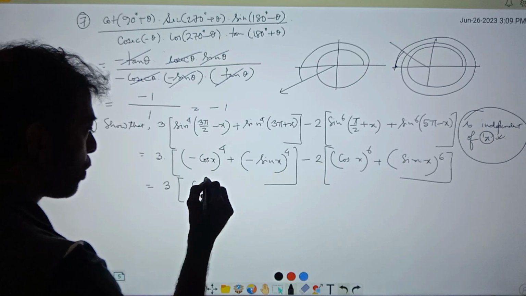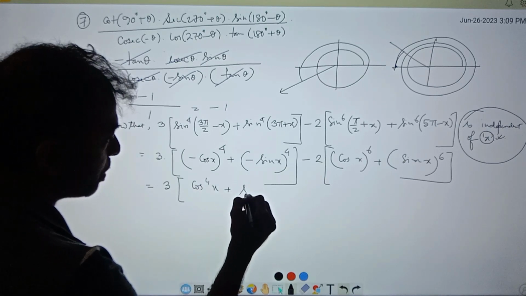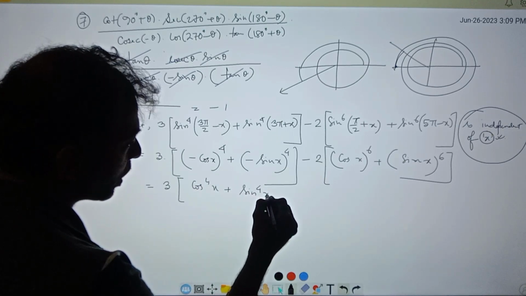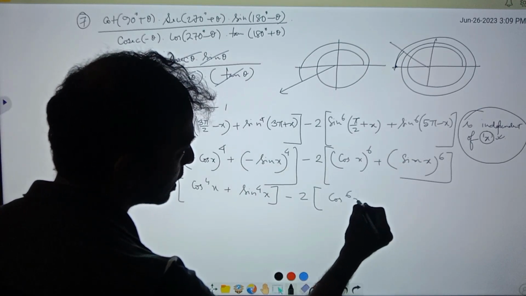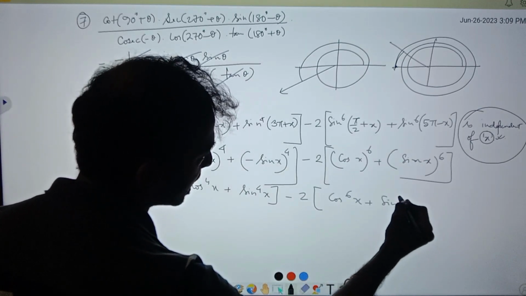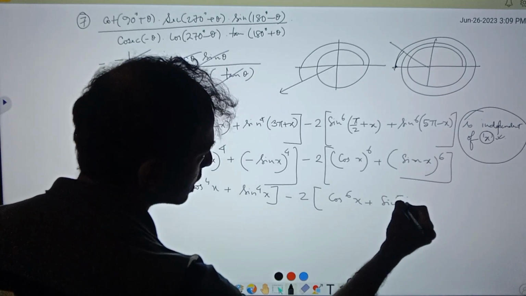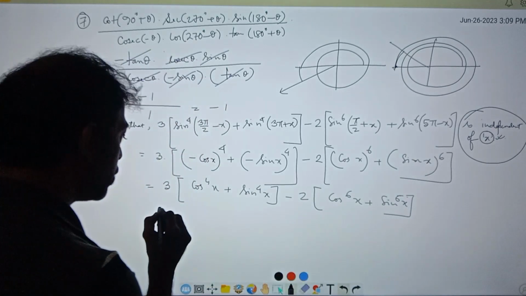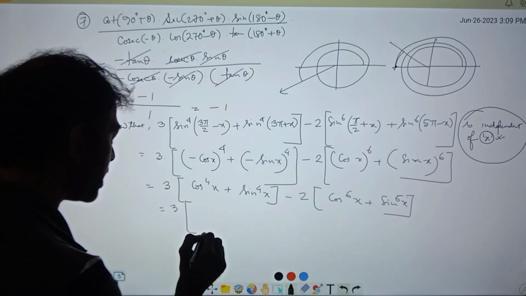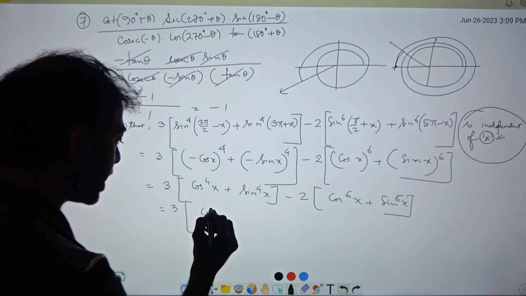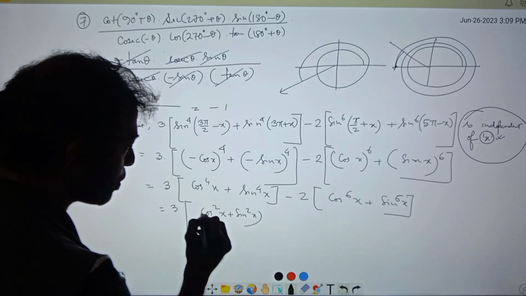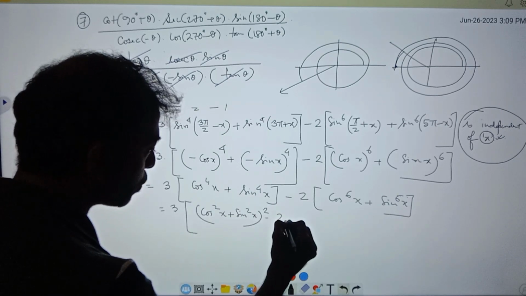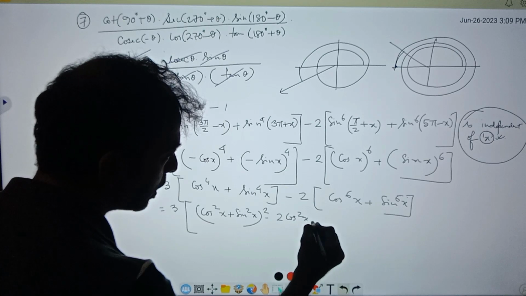Cos x power 4 will happen, that will be sine x power 4, and in this case that will be cos x power 6, and in this case that will be sine x power 6. So we are applying some algebraic formula here: cos square x plus sine square x whole square, minus 2 cos square x into sine square x.